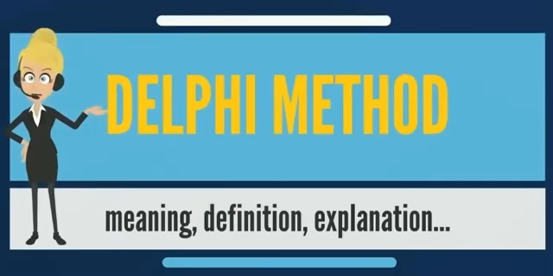The Delphi method is a structured communication technique, originally developed as a systematic, interactive forecasting method which relies on a panel of experts. The experts answer questionnaires in two or more rounds. After each round, a facilitator or change agent provides an anonymous summary of the experts' forecasts from the previous round as well as the reasons they provided for their judgments. Thus, experts are encouraged to revise their earlier answers in light of the replies of other members of their panel.